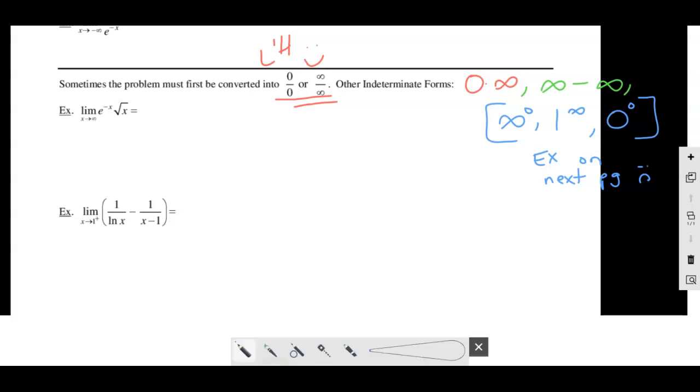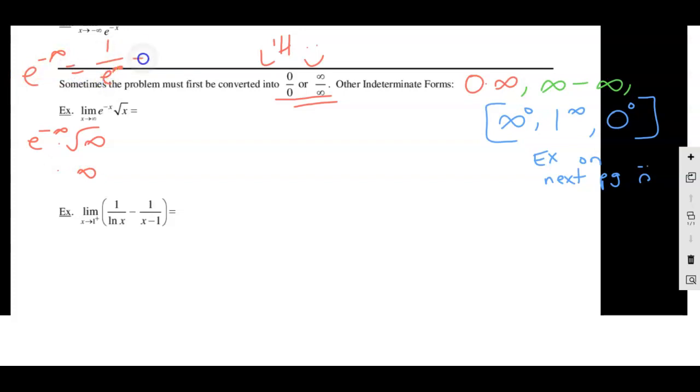Let's look at this first one. If I tried to evaluate, I would have e to the negative infinity times the square root of infinity, so that's infinity. E to the negative infinity is 1 over e to the infinity, which is 1 over infinity, which is 0. So that is my 0 times infinity case. It doesn't really matter which one comes first.